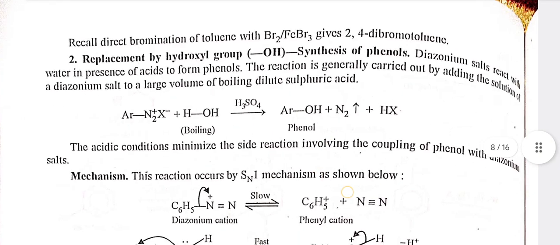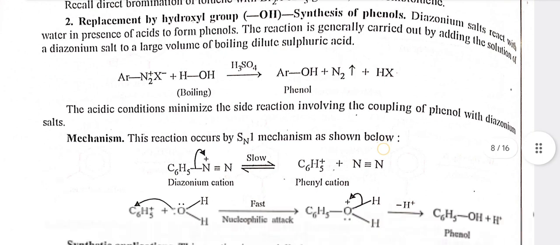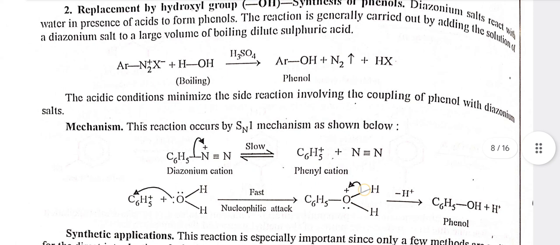Replacement of hydroxyl group. Synthesis of phenols. Diazonium salts react with water in presence of acid to form phenols. The reaction is generally carried out by adding the solution of the diazonium salt to a large volume of boiling dilute sulfuric acid. ArN2X + HOH (in presence of H2SO4) gives ArOH + N2 + HX.